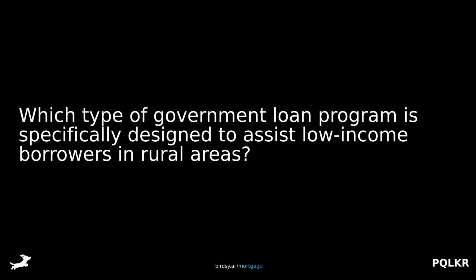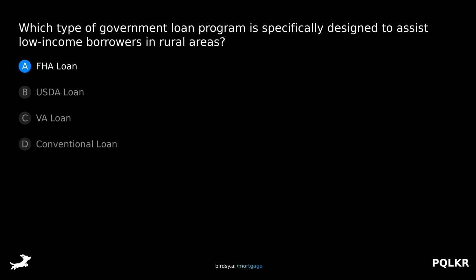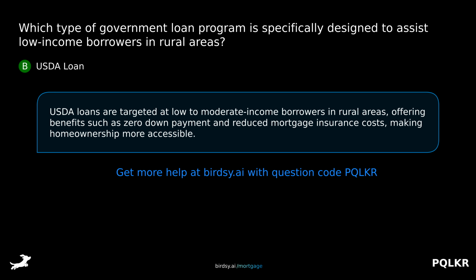Which type of government loan program is specifically designed to assist low-income borrowers in rural areas? Is it A, FHA loan, B, USDA loan, C, VA loan, or D, conventional loan? The answer is B, USDA loan. USDA loans are targeted at low to moderate income borrowers in rural areas, offering benefits such as zero down payment and reduced mortgage insurance costs, making homeownership more accessible.